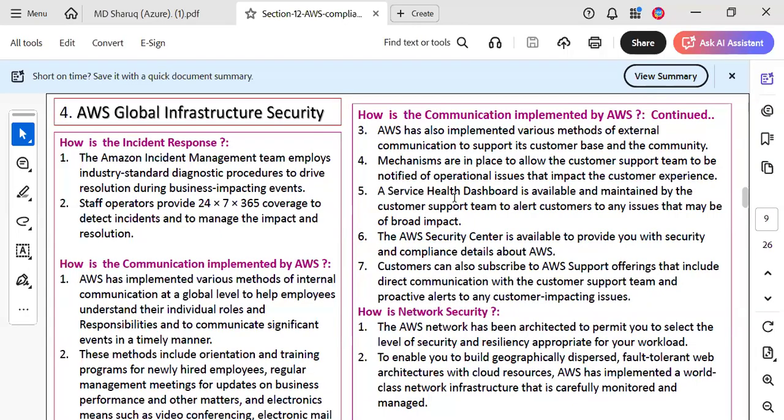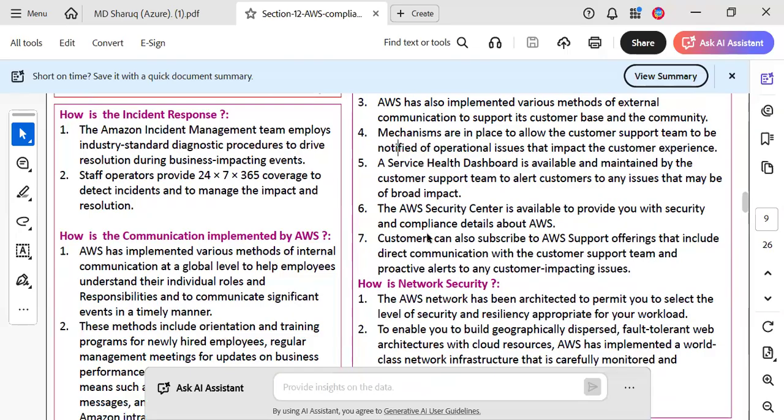How is the communication implemented by AWS? AWS has implemented various methods of internal communication at a global level to help employees understand their individual roles and responsibilities and to communicate significant events in a timely manner. So they follow a structured method for individual roles who can resolve that, and they have a policy to solve that within the given time.